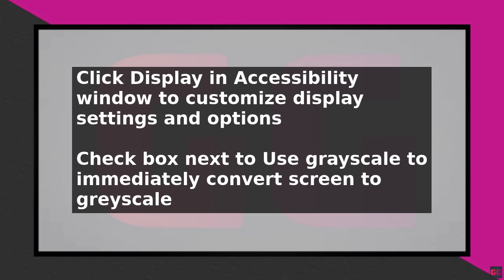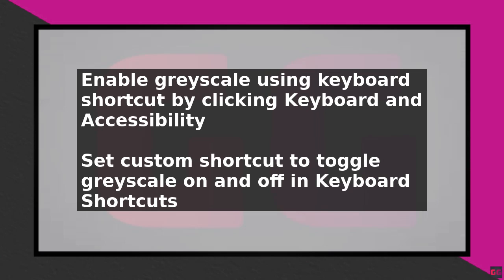You can also enable grayscale using the keyboard shortcut. To do this, go back to the Accessibility window and click on Keyboard in the left sidebar. Then click on Keyboard Shortcuts and select Accessibility. Here you can set a custom shortcut to toggle grayscale on and off.